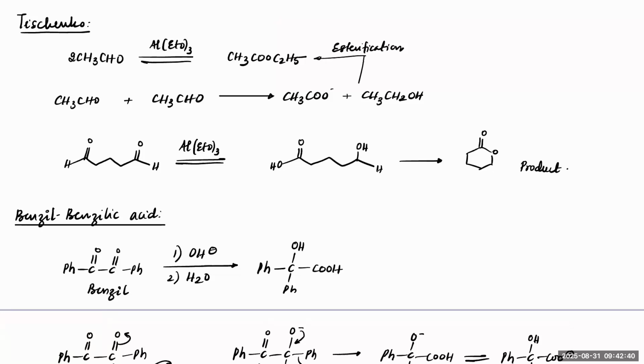Tischenko is very similar to the Cannizzaro reaction, but here we do have alpha hydrogens. There is no restriction of alpha hydrogens, and you are not taking a base, you are taking an aluminium salt, the triethoxy aluminium form. So if I take triethoxy aluminium here, what do we get? You will notice that when we take 2 moles of that, these 2 moles will convert into an ester form.